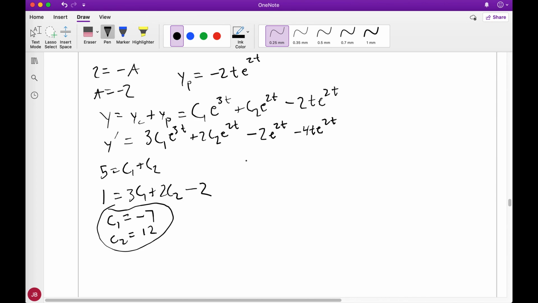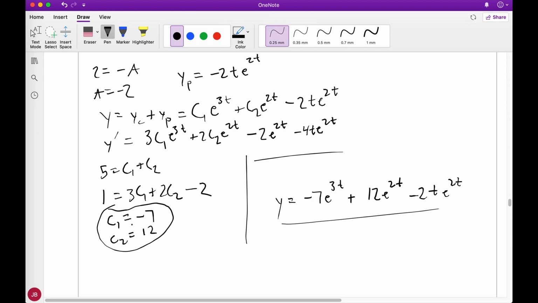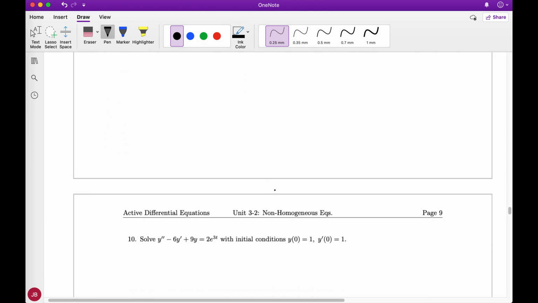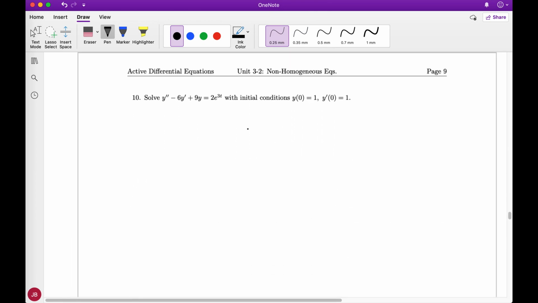And therefore, we can now just find y, right? So plug in C1 equals negative 7 here. C2 is 12, and the particular has already been found. And there we go. All right, so let's move on to the next page and do the same thing.